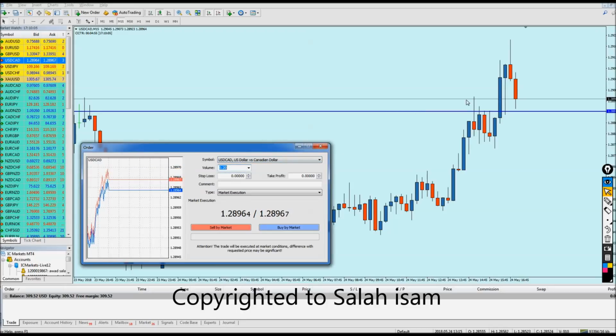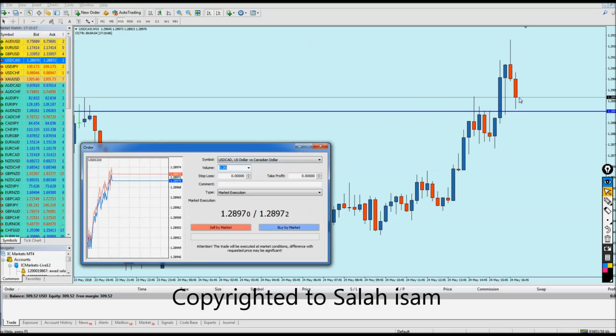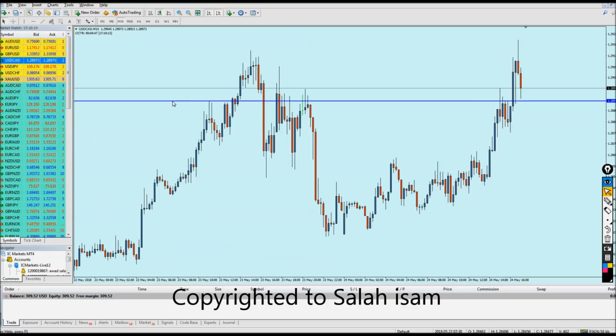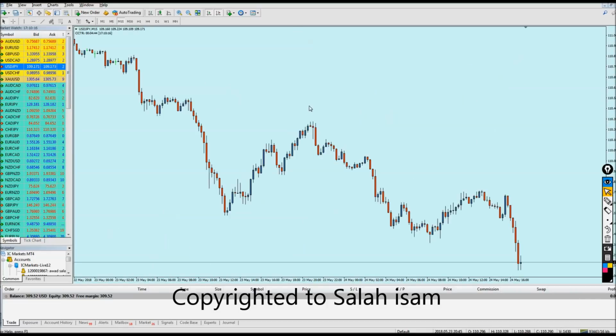So let's just wait and see. Hopefully the candle will come a little bit more down. Yeah, the candle has already reversed. I think we have missed this chance. So let me just jump to another one.